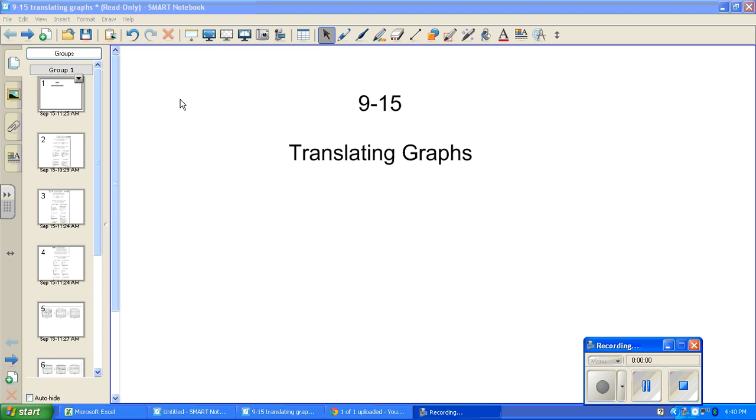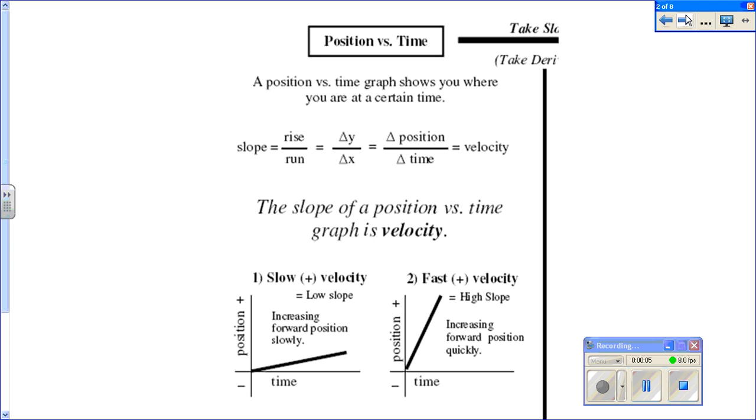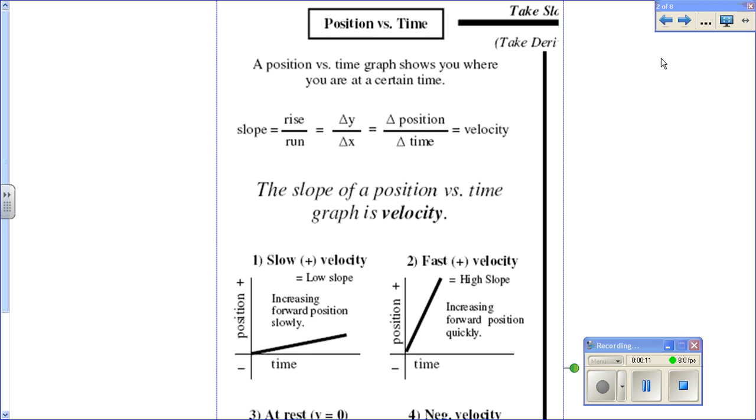So this is a video on translating graphs. So let's see. When you look at the information, what we're going to do is look at position versus time. You have to know that on a position versus time graph, position is a measurement of distance or displacement in meters. Time is in seconds.